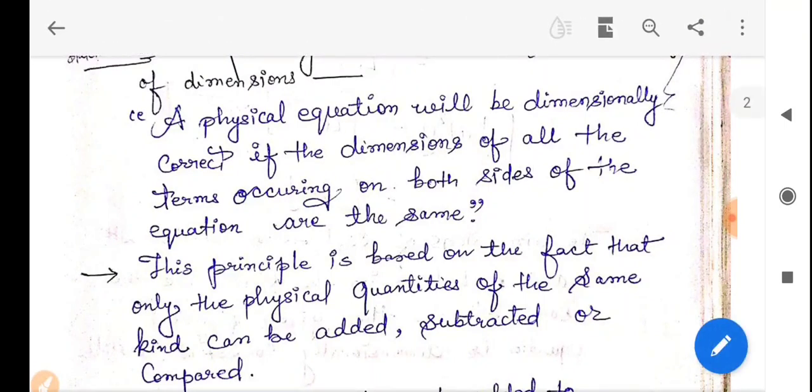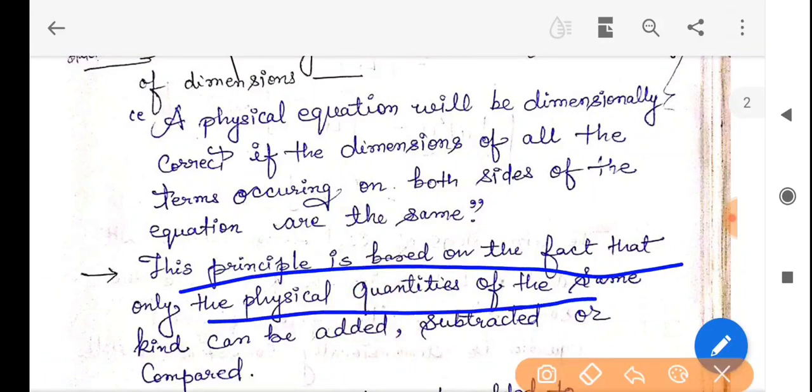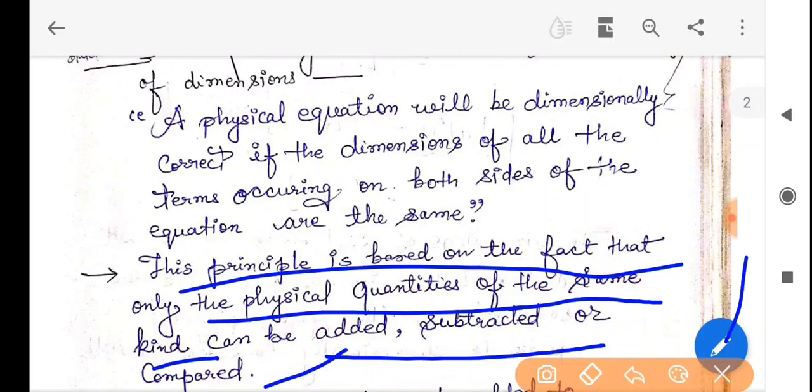This principle, the principle of homogeneity, is based on the fact that only physical quantities of the same kind can be added, subtracted, or compared. As you have learnt in mathematics, like terms only can be added or subtracted. In the same sense, in physics, only physical quantities of the same kind can be added, subtracted, or compared. Compared means equality holds.